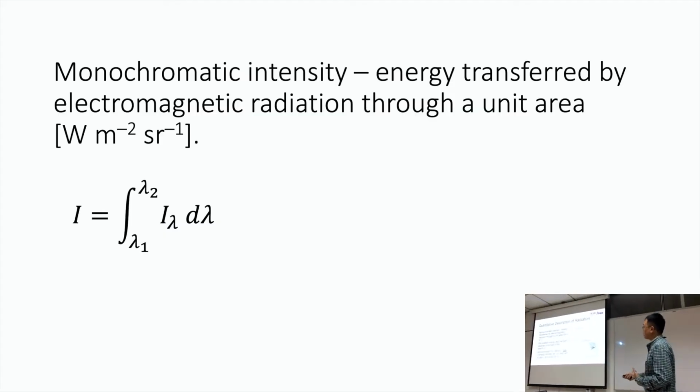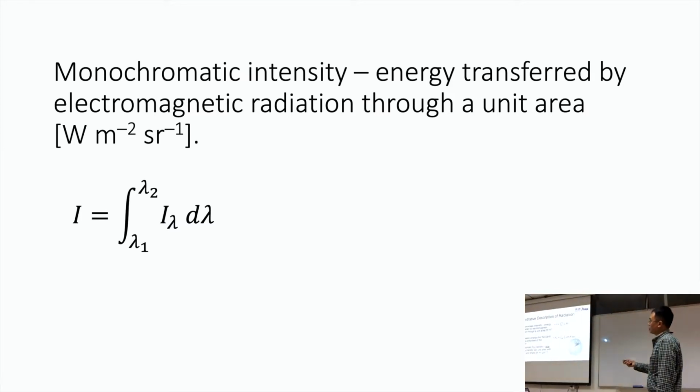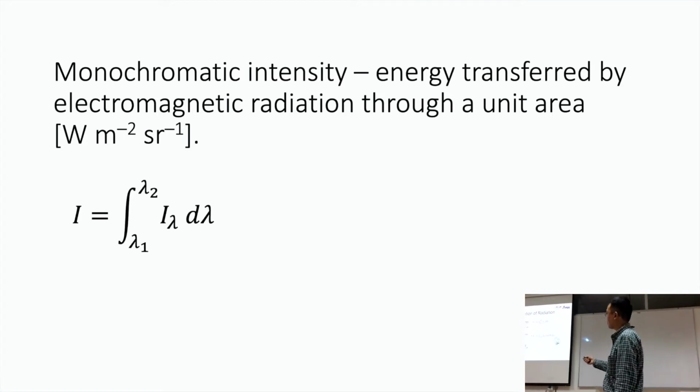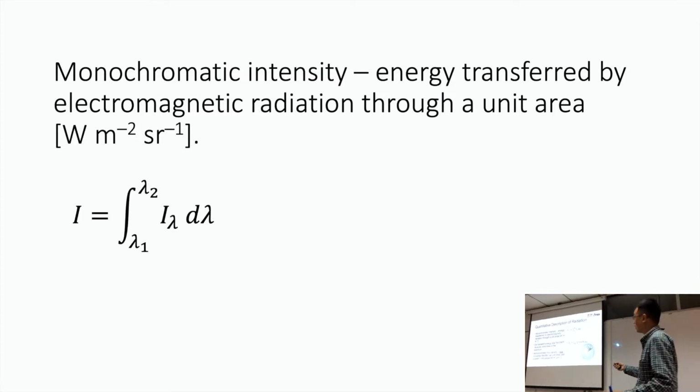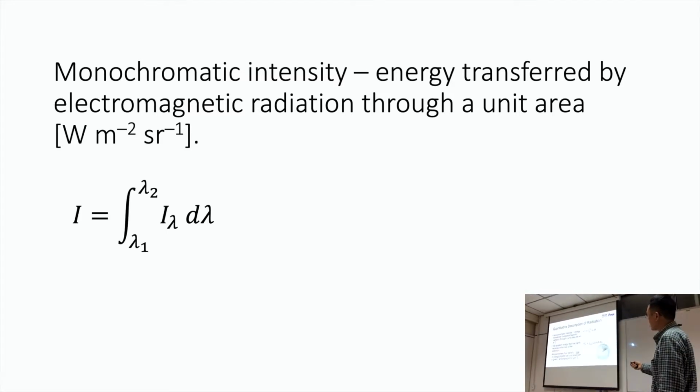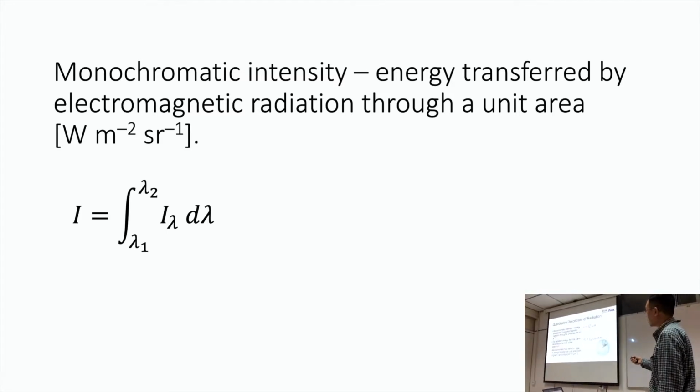We want to be able to calculate radiation. So we can calculate the monochromatic intensity, the energy transferred by electromagnetic radiation through a unit area. We can calculate that using this equation. Now I stands for the monochromatic intensity for a single color, and the intensity is related to energy. So this has the unit of energy.